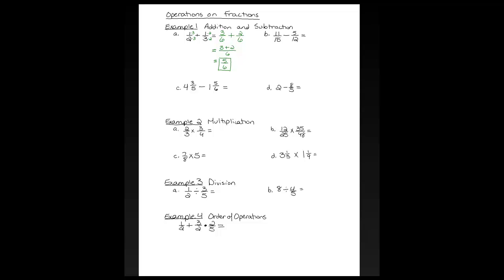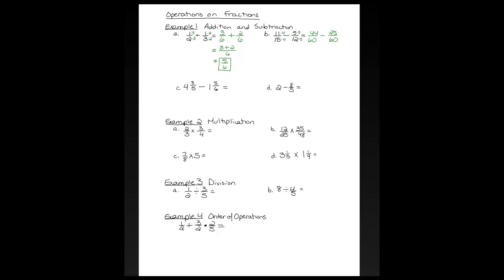Now for part B, we need to do the same thing. Here we are subtracting, which means we still need to find a common denominator. In this case, the common denominator is a number that has both 15 and 12 as factors. That number would be 60. 15 times 4 gives you 60. So what you do to the bottom, you have to do to the top. 11 times 4 is 44. 12 times 5 gives 60. So 5 times 5 gives us 25.